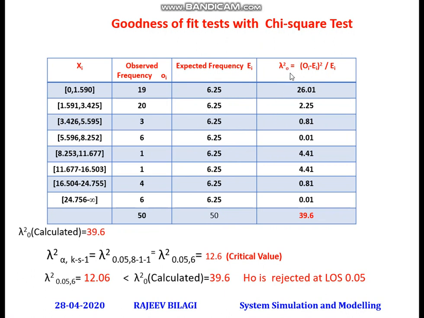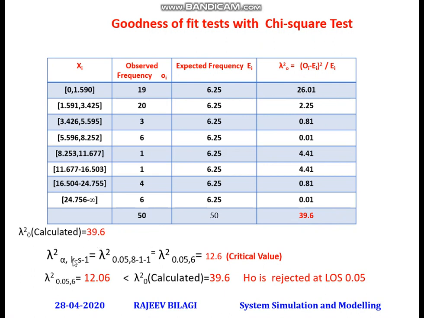Now chi-square is equal to (O minus E) whole square divided by E. That is, you are going to get (19 minus 6.25) whole square divided by 6.25, which is 26.01. With this, you find out all the values, and the sum you are going to get is 39.6, which is your calculated value.